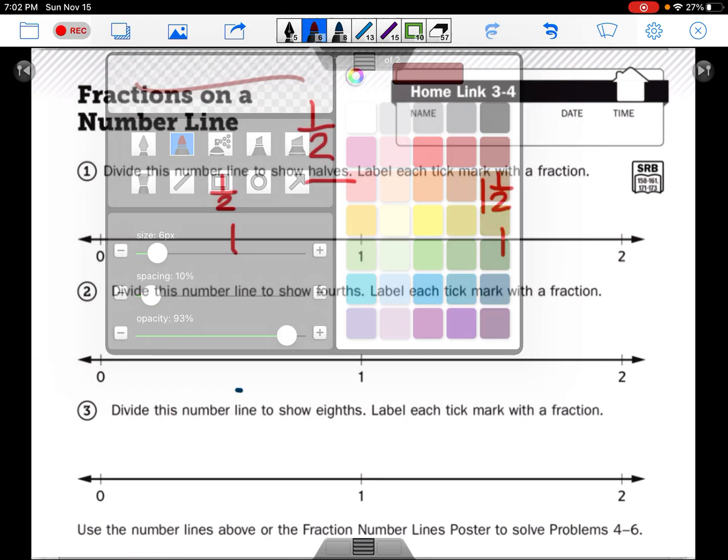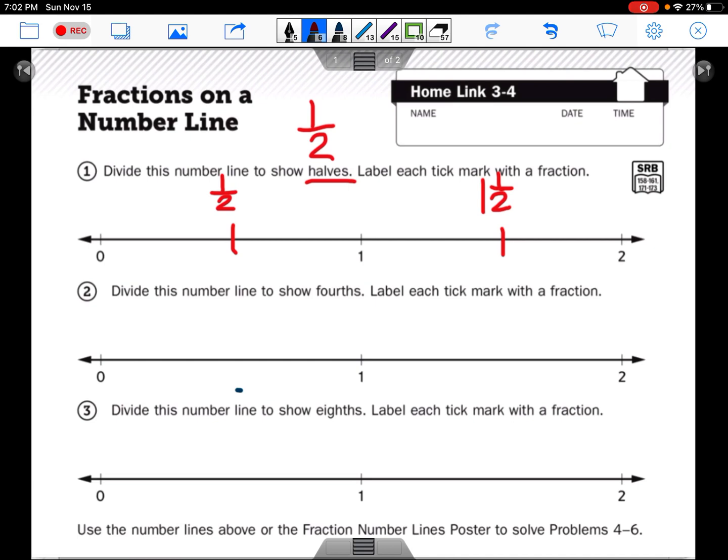Now let's try dividing this number line to show fourths. Label each tick mark with a fraction, okay? So we need to figure out how to break each whole into 4 pieces, okay? I know I have 0 right here at the left tick mark and 1 in the middle. So I need to break that up into 4 pieces. First, I'm going to break it up into 2 pieces. Then I'm going to break it up again into another 2 pieces on each side. That would give me fourths.